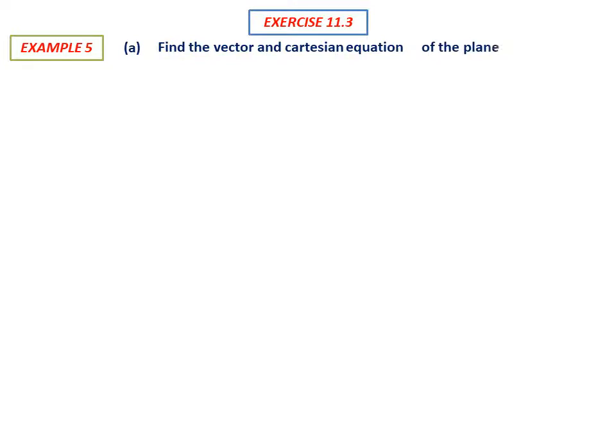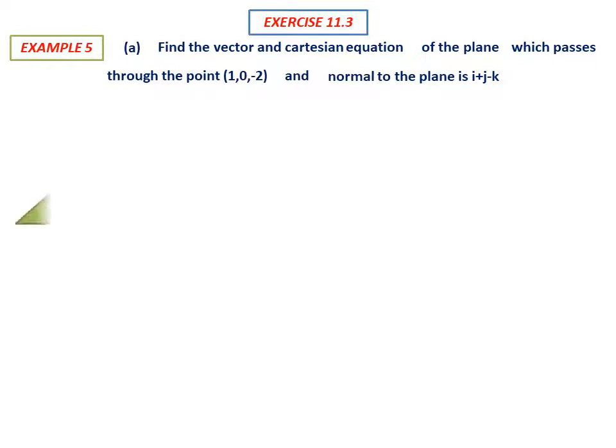Now let us take an exercise problem, exercise 11.3, example number 5. Up to 4 we have completed. There are actually two parts. Find the vector and Cartesian equation of the plane which passes through the point (1, 0, minus 2) and normal to the plane is i plus j plus k. That means the vector which is normal to the plane is i plus j minus k.